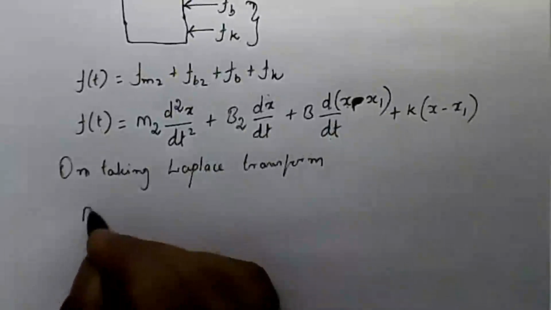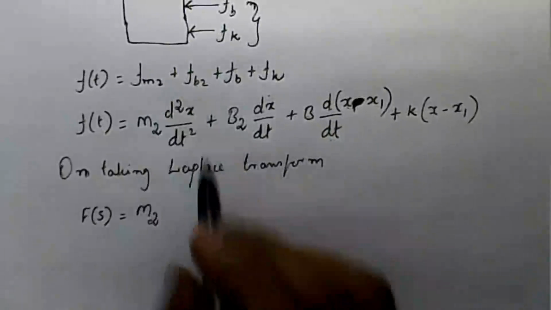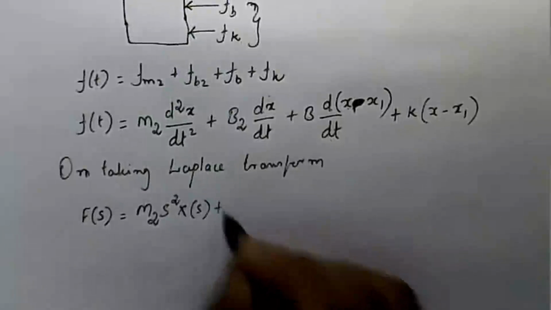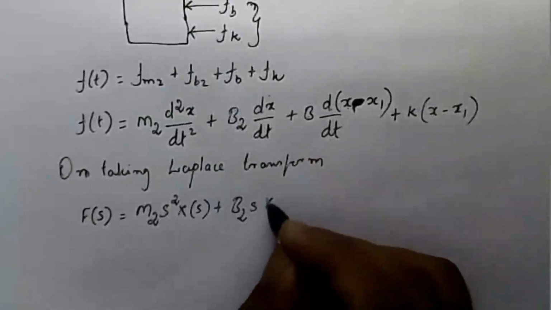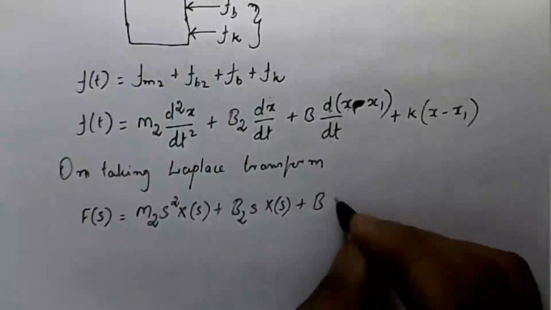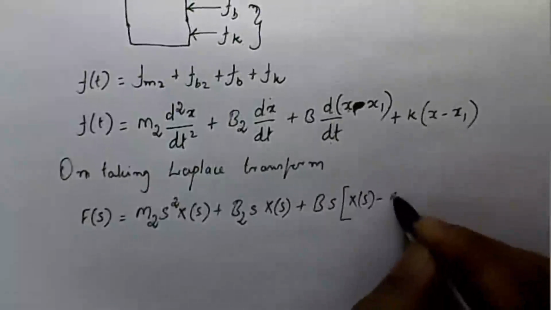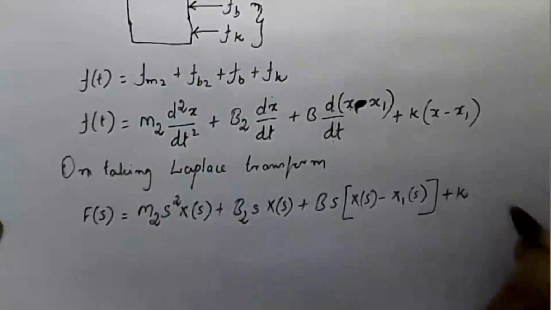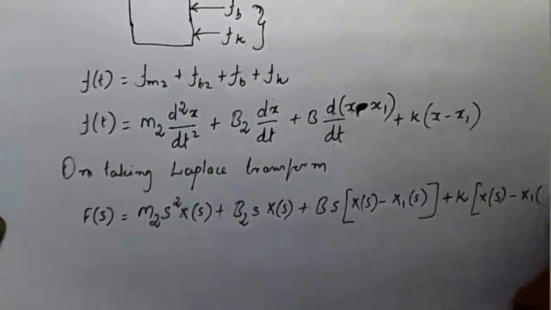On taking the Laplace transform, the Laplace transform of f(t) is F(s): m2 into d squared by dt squared becomes s squared into X(s), plus b2 into d/dt becomes s into X(s), plus b into d/dt becomes s into (X(s) minus X1(s)), plus k into (X(s) minus X1(s)).